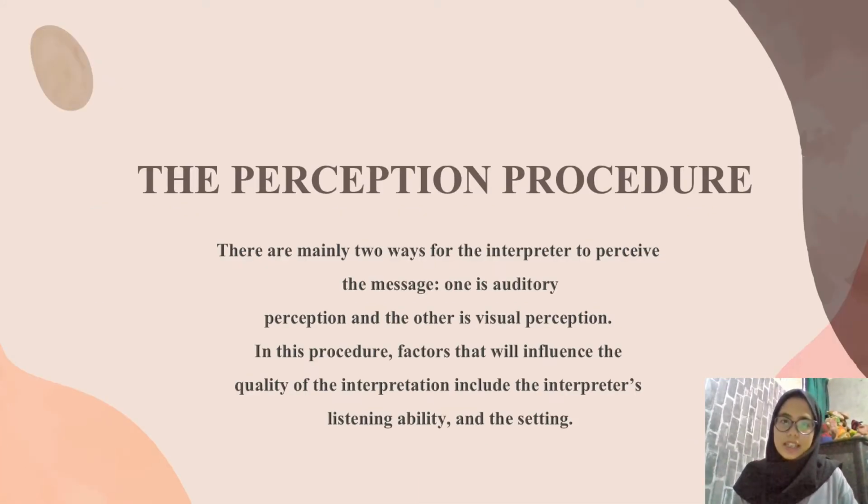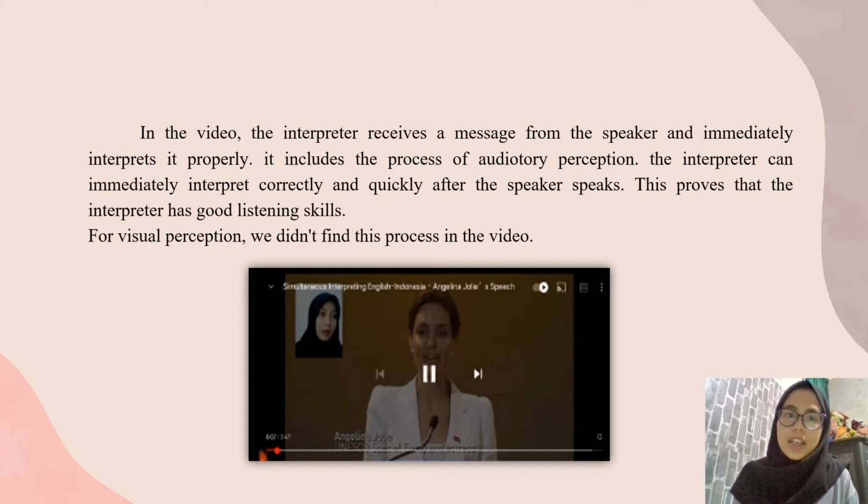The first is the perception procedure. There are mainly two ways for the interpreter to perceive the message. One is auditory perception and the other is visual perception. In the video, the interpreter receives a message from the speaker and immediately interprets it properly. It includes the process of auditory perception.